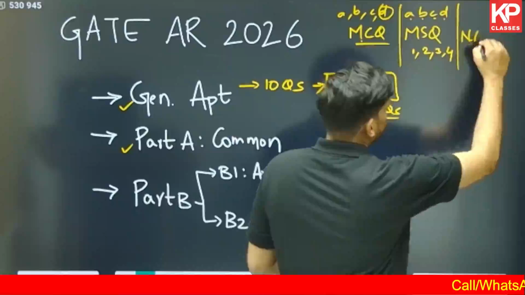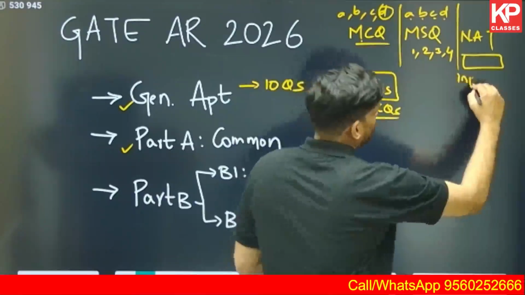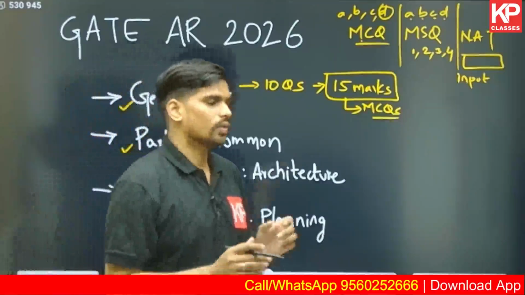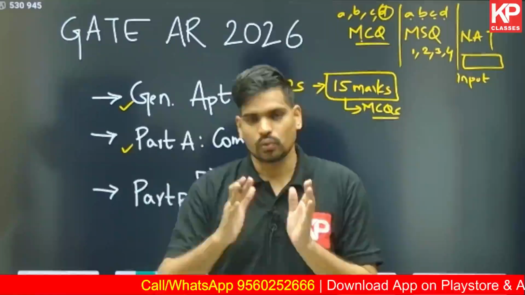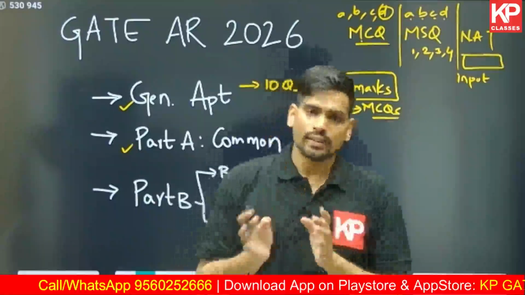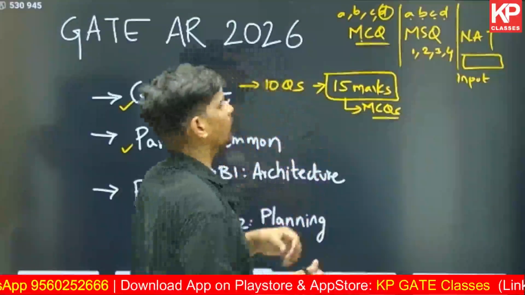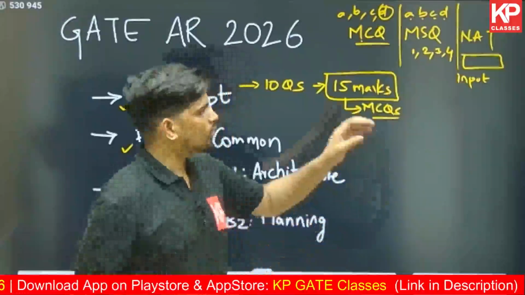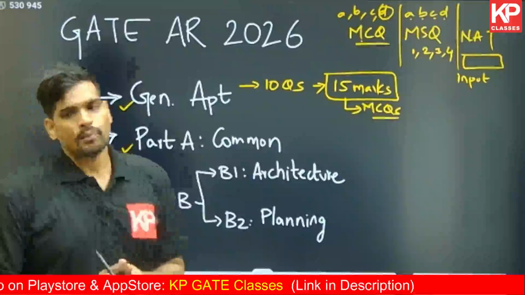And finally, you have the numerical answer type question, where there are no options at all. There is an input box, and into this input box you need to type in your answer with the decimal point. The input box can take inputs from 0 to 9, a decimal point and a negative sign, because sometimes negative answers can also be correct. You need to type in whatever your numerical value is. It can be a decimal value rounded off to 2 decimal places. So these are the 3 types of questions.